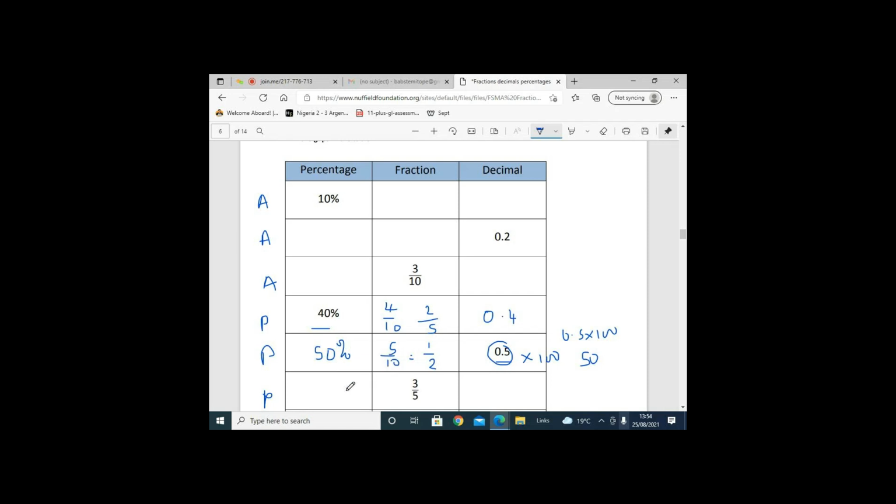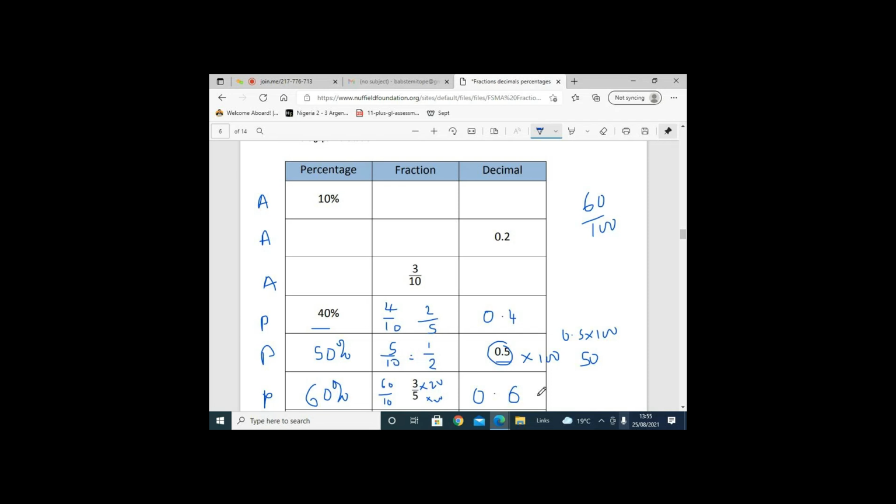So this one too, you can change to a percentage. 3/5, I told you earlier, if you want to change 3/5 to a percentage, you take it to 100. So you multiply by 20, and it's going to be 60/100, which gives you 60%. And if you want to change 60% to a decimal, divide 60 by 100. That's going to give you 0.6. Yeah, that's it.